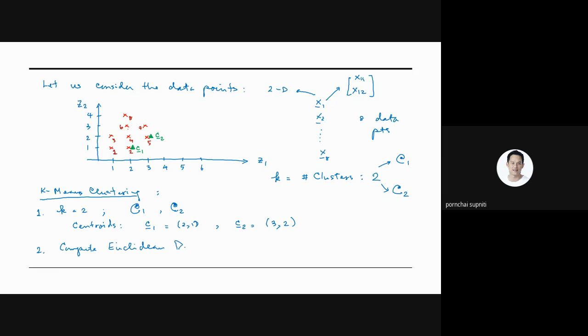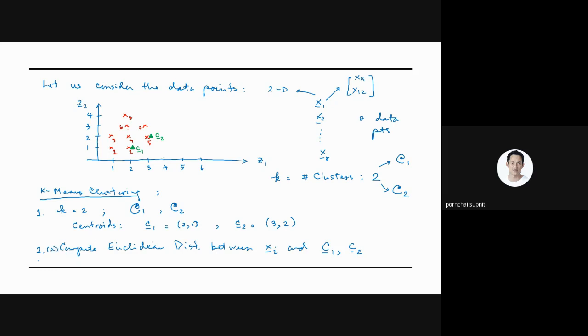Euclidean distance between each data point, which is xi, and C1 and C2, which is centroid 1 and centroid 2. Okay. And then step 3, wait, I think it's step 3, right? Okay. Actually, it's in step 2 still.